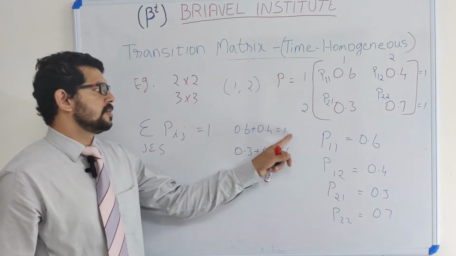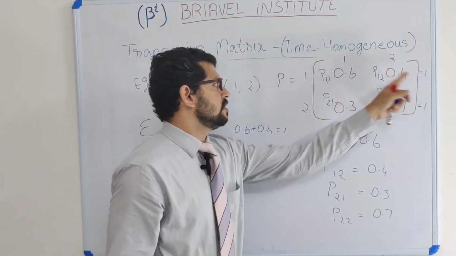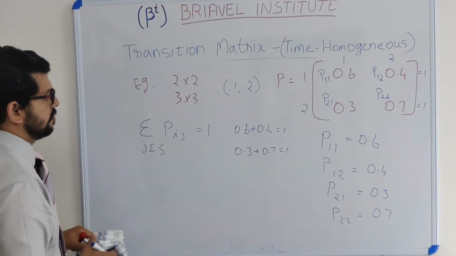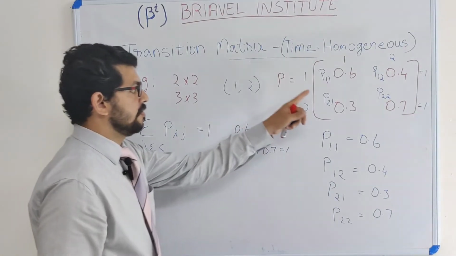0.6 plus 0.4 is equal to 1, and this is also equal to 1. So for these two rows, the sum of each row is equal to 1 only. So this point has to be noted down. Please note down this point. We require this in our calculation.